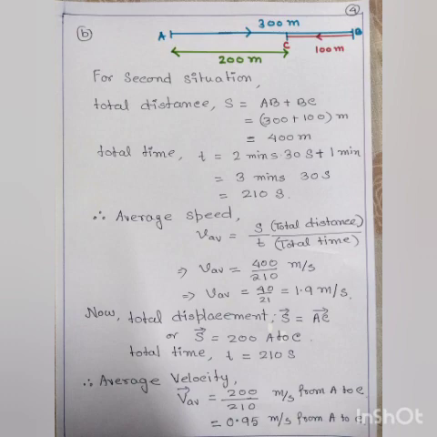Here also, if you don't want to use the vector sign, it's okay. If you wish, you can write the vector symbol also and mention from which direction to which direction. And see here, for this situation, average speed and average velocity are not the same, as the total distance and total displacement are not the same. Clear?